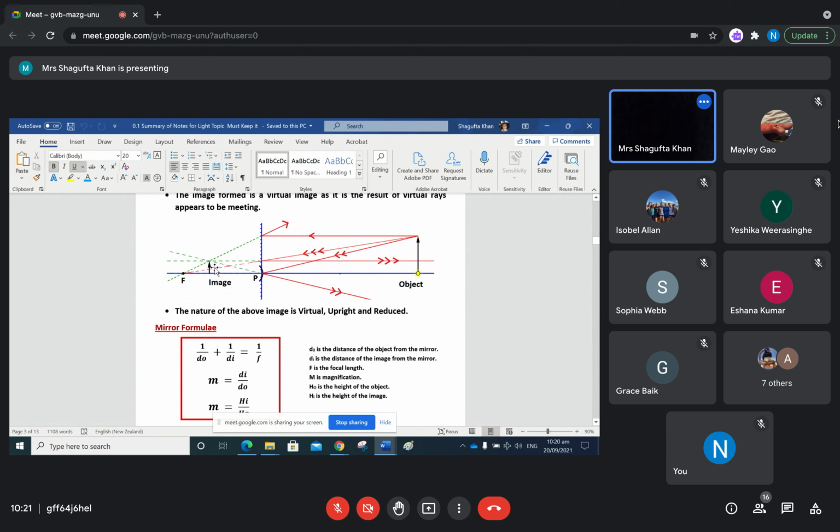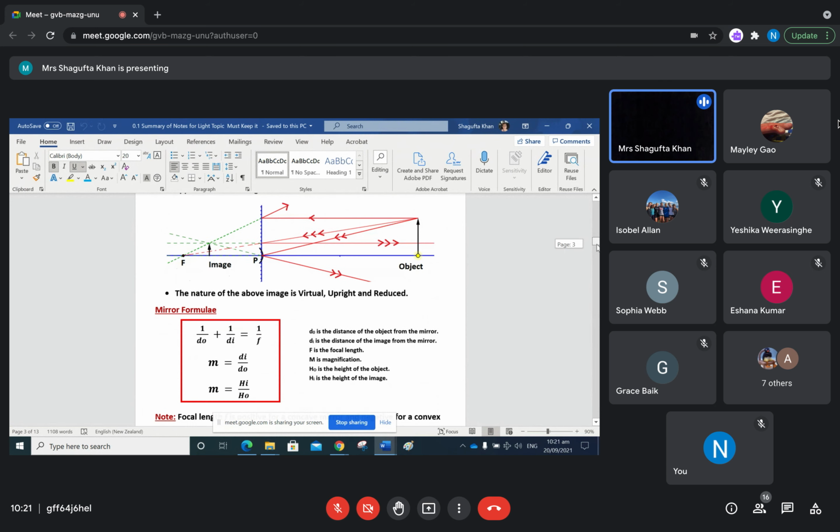The difference between a real and a virtual image is that a virtual image can be seen. If you have your eyes over here, you can see the image, but it cannot be projected on a paper or screen. This is because it's made up of virtual rays. Rays don't go behind the mirror. So that's the difference between a real image and a virtual image. Is everyone following so far? Do you hear me? Yeah.